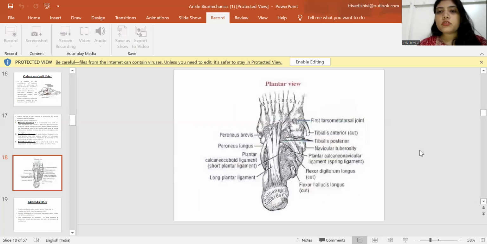In the plantar view, on the right side we have seen the first metatarsal joint, tibialis anterior, tibialis posterior, navicular tuberosity, plantar calcaneonavicular ligament, flexor digitorum longus, and flexor hallucis longus. On the left side, peroneus brevis, peroneus longus, plantar calcaneocuboid joint, and long plantar ligament.